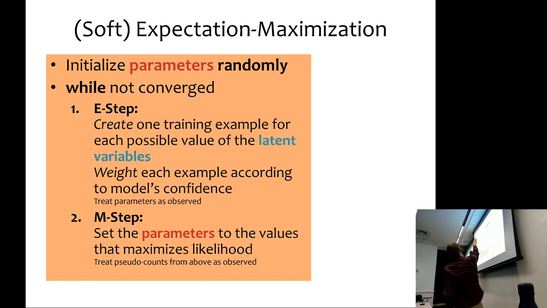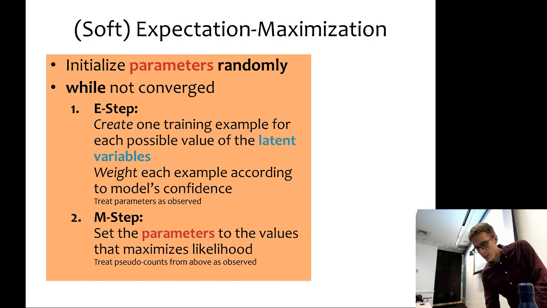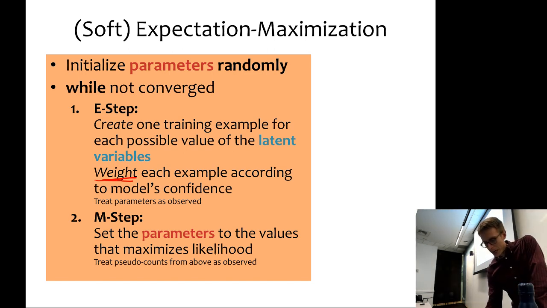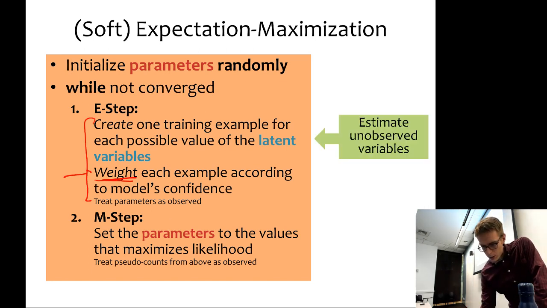Okay, so soft EM says almost the same thing. We're going to initialize the parameters randomly, and then while we haven't converged, we're going to go back and forth between an E step and an M step. So this is also just sort of the standard expectation maximization algorithm. So in the E step, you're going to create one training example for each of the possible values of the latent variables. And then you're going to weight each of those examples according to the model's confidence that that is the correct labeling. Okay. Treating the parameters as observed. And then in the M step, you set the parameters to the values that maximize likelihood. But now we'll call these pseudo counts. These weights you could also call pseudo counts.